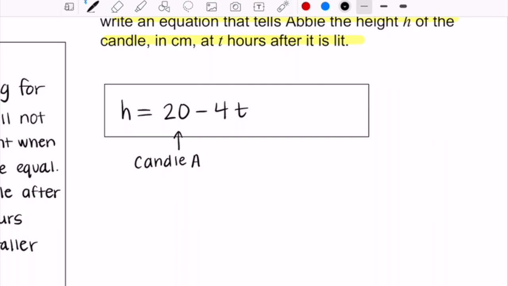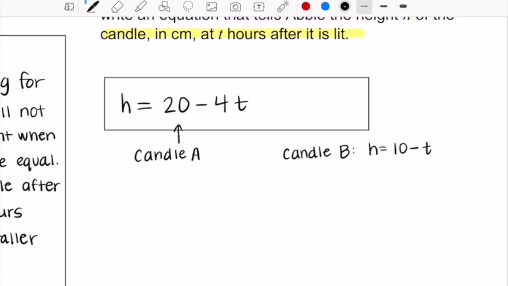And so if you wanted to give the equation for candle B, which on the SBAC you would not give if you picked candle A, but the equation for candle B would be H is equal to 10 minus 1T, which would simplify to just 10 minus T, because candle B starts off at 10 centimeters and then it goes down by 1 centimeter per hour. The rubric for this question is a 1-point question. You get 1 point for getting the equation right, and you get 0 points for getting it wrong.